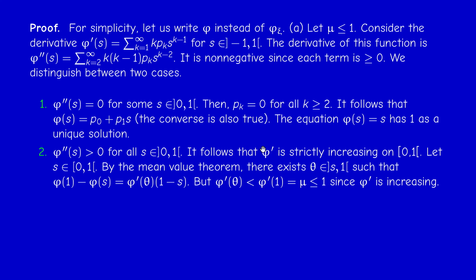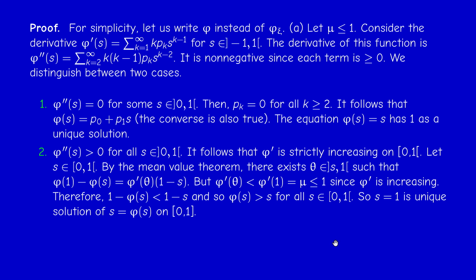Now, since phi prime is strictly increasing and theta is less than 1, then phi prime of theta is strictly less than phi prime of 1, which is, as we said, mu, which is less than or equal to 1. So phi prime of theta is strictly less than 1, and this term is strictly less than 1 minus s. Now phi of 1 is 1, as we observed several times, because it's the sum of probabilities. So 1 minus phi of s is strictly less than 1 minus s, and so phi of s is strictly bigger than s. Okay, and therefore there is no other solution.